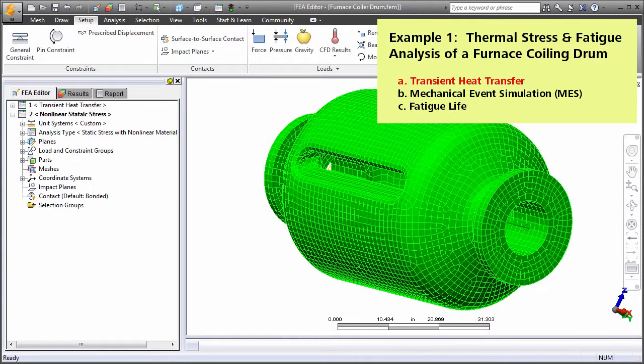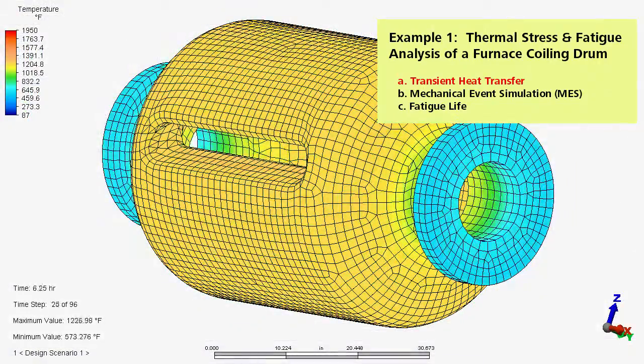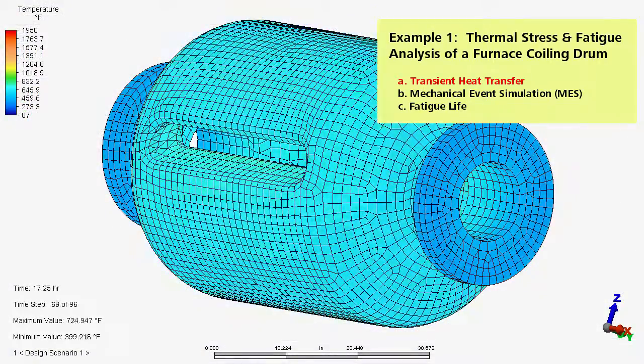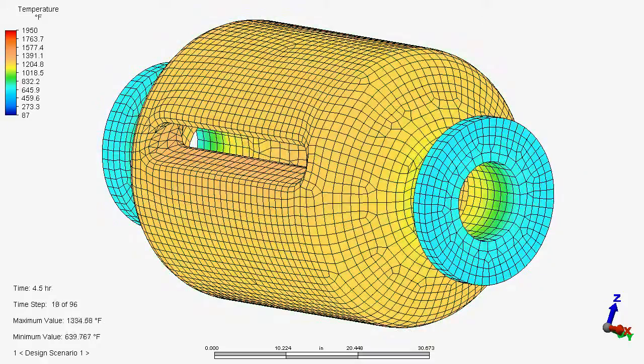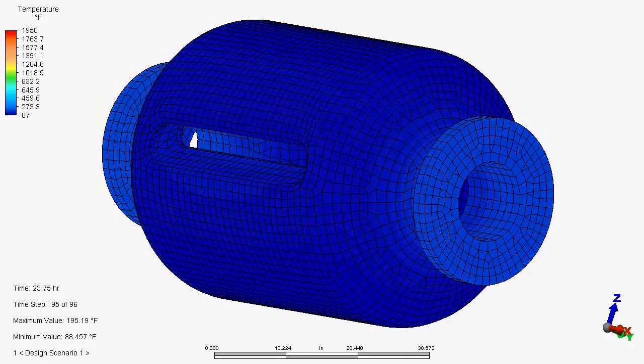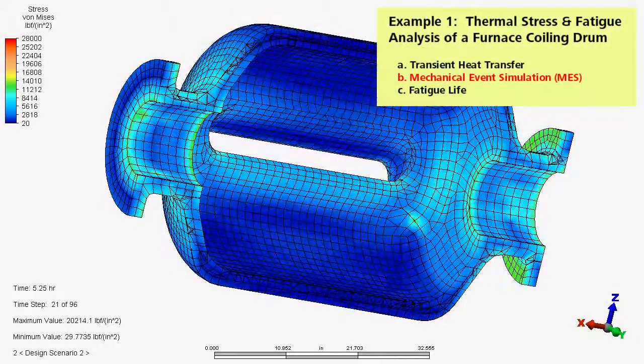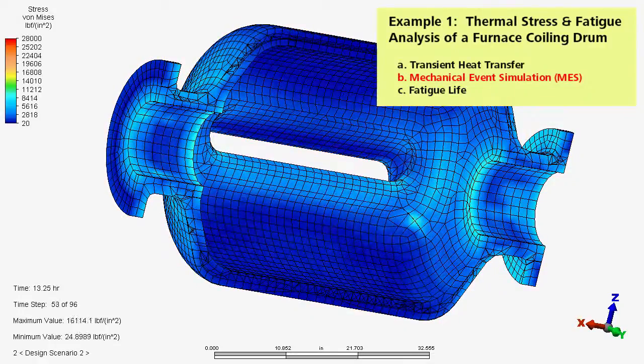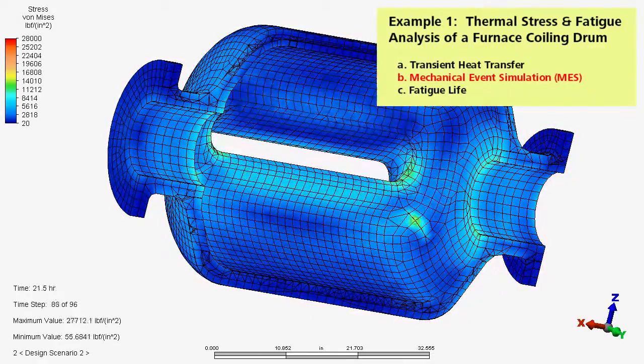Our first example is the determination of thermal stress and fatigue life. The first phase of this workflow is to determine the temperature distribution throughout a model. The heat transfer analysis can be steady state or transient, and you can perform it either within Simulation Mechanical or Autodesk Simulation CFD. Next, apply the temperature results to a linear static, nonlinear static, or mechanical event simulation analysis.